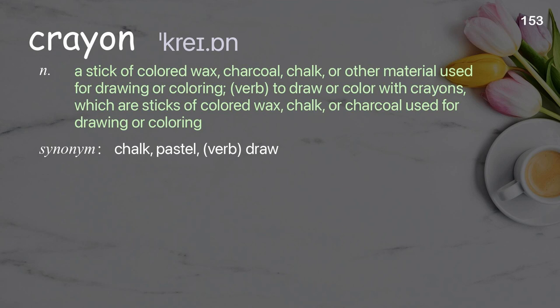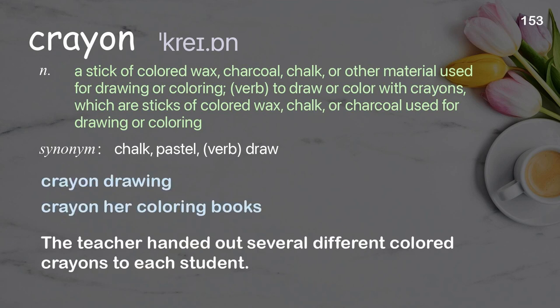Crayon. A stick of colored wax, charcoal, chalk, or other material used for drawing or coloring. Verb, to draw or color with crayons, which are sticks of colored wax, chalk, or charcoal used for drawing or coloring. Examples: crayon drawing, crayon her coloring books. The teacher handed out several different colored crayons to each student.